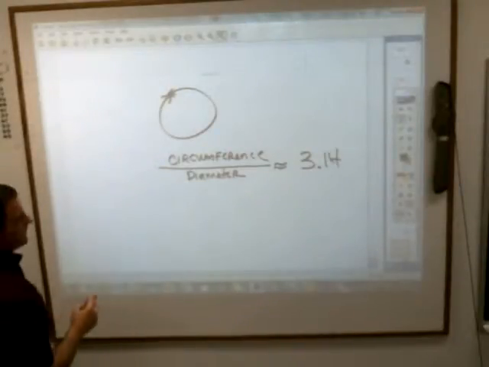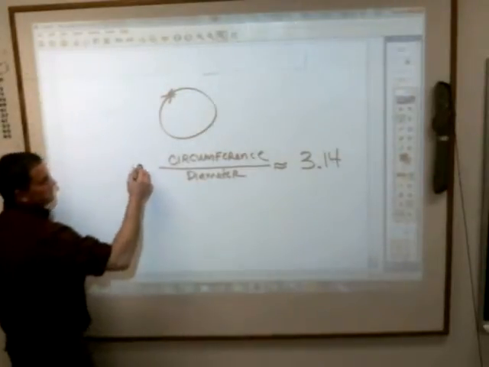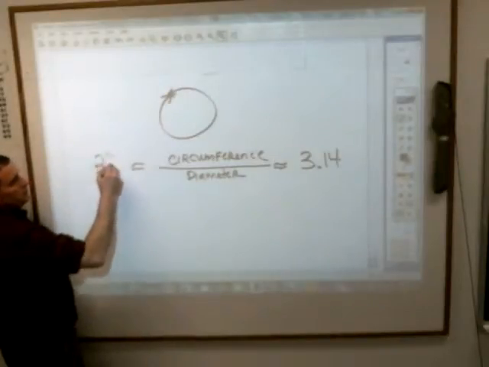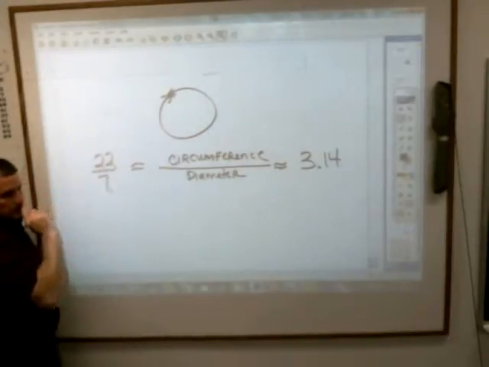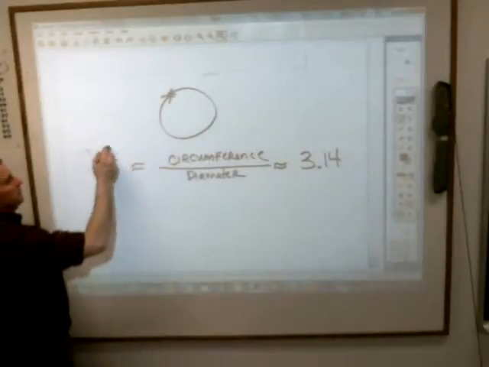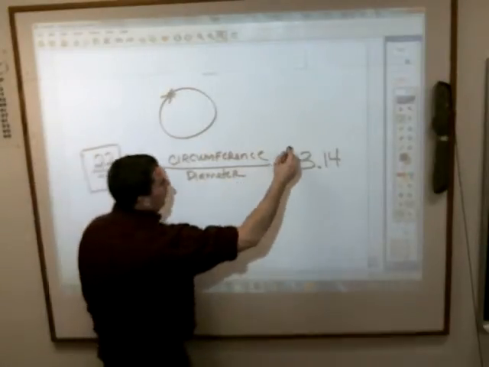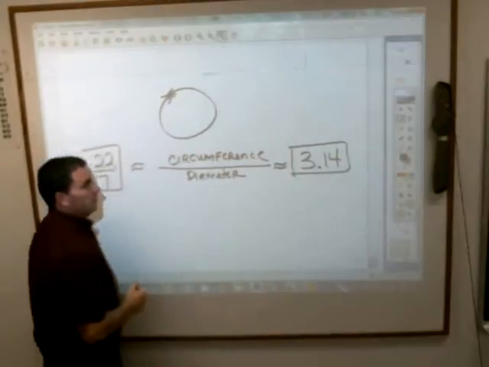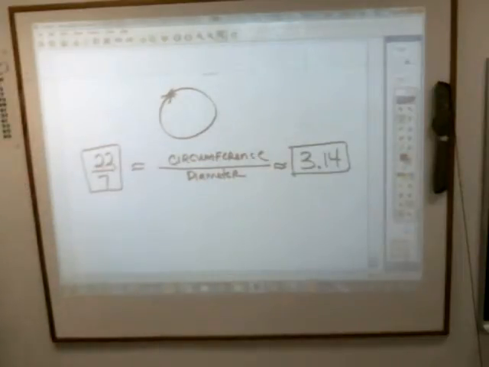Okay. He also got this, by the way. It is also very close to 22/7. Usually math books will allow you to use either this one or this one as what we say an approximation for pi, because they're close. They're not exact, but they're close.